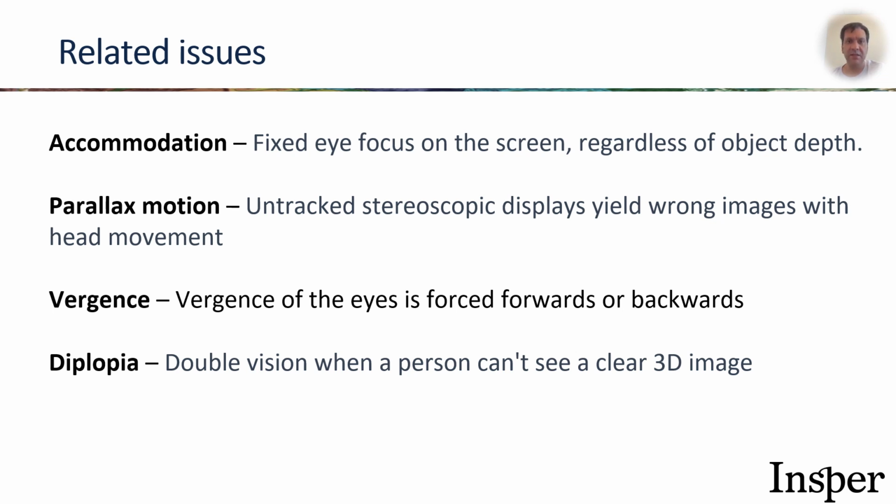Diplopia. This happens when a person cannot see a clear 3D image of the stereo part, what is called double vision. This is very annoying for the user and usually occurs when you have objects too close to the user.